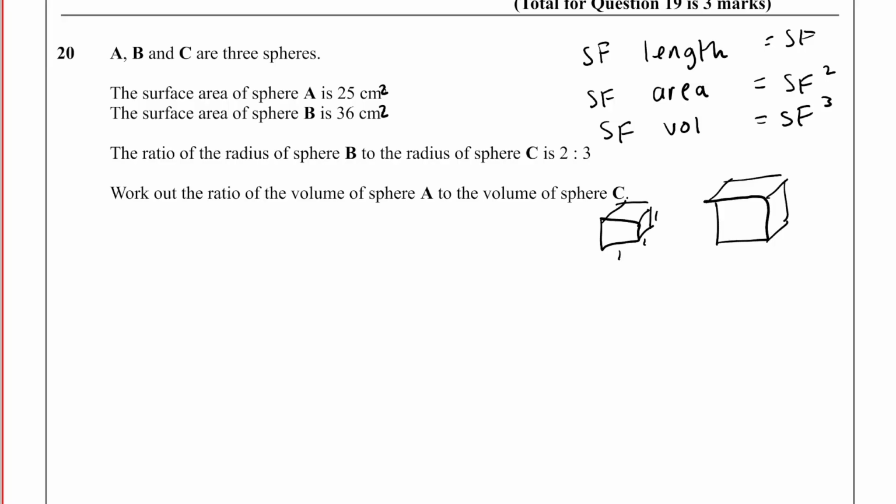One's 1 by 1 by 1, one's 2 by 2 by 2. So for the length, it's times 2. For the area of a face, the area of the front is 1 times 1, which is 1 for the small one, and 2 times 2, which is 4 for the big one. So it's times 2 squared.